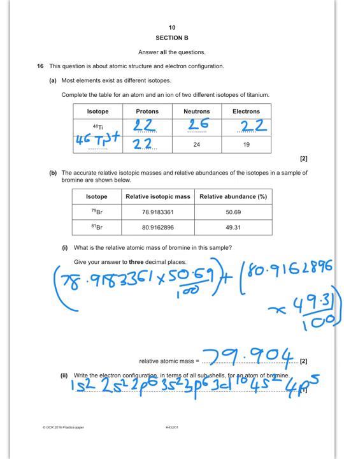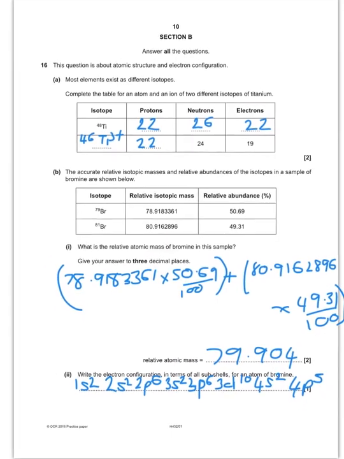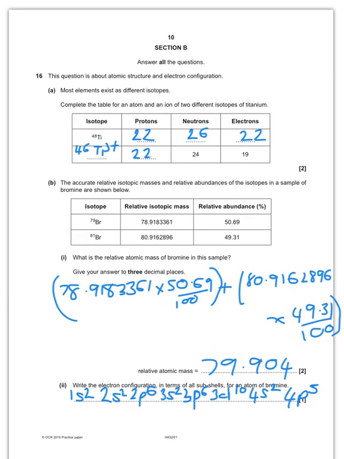So we now move on to section B. I've completed your table there for the 2 isotopes of titanium. Obviously both are going to have the same number of protons. There we go. The number of neutrons will be different, and the number of electrons will be different as well, because this is the 3+ ion.